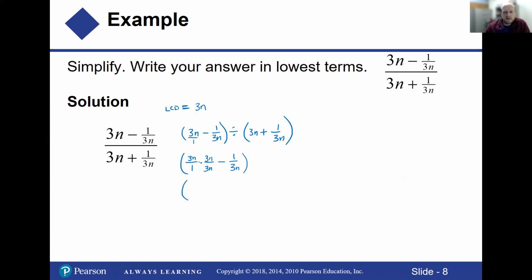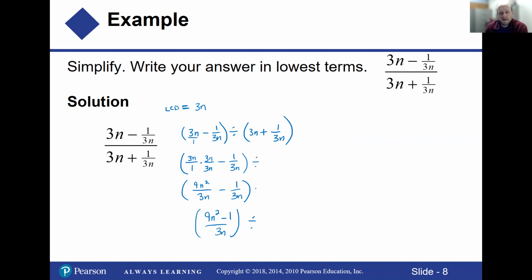So our numerator is going to become 3n times 3n, which is 9n squared, over 3n, minus 1 over 3n. And that is just 9n squared minus 1 all over 3n. Okay, so that is our numerator, just this part, the 3n minus 1. Now it is a single fraction. I'm going to divide it by our denominator.